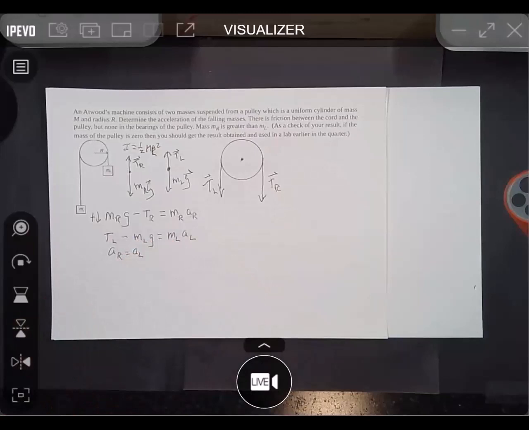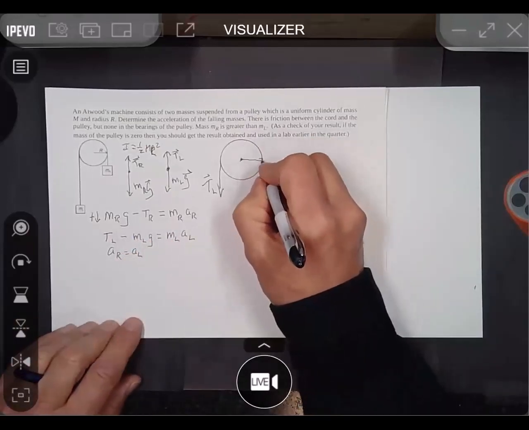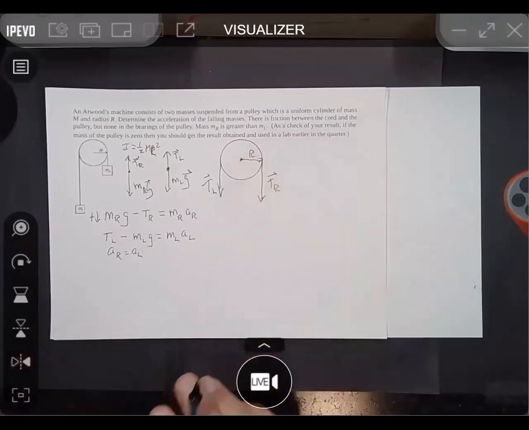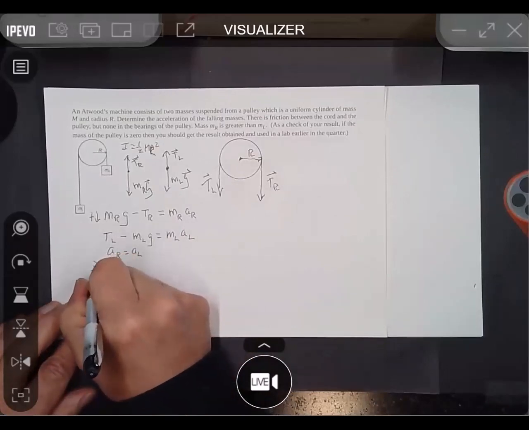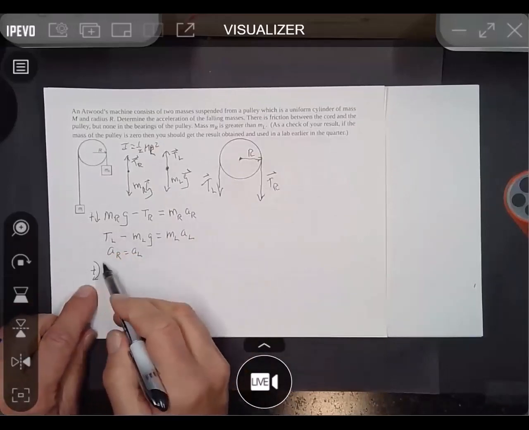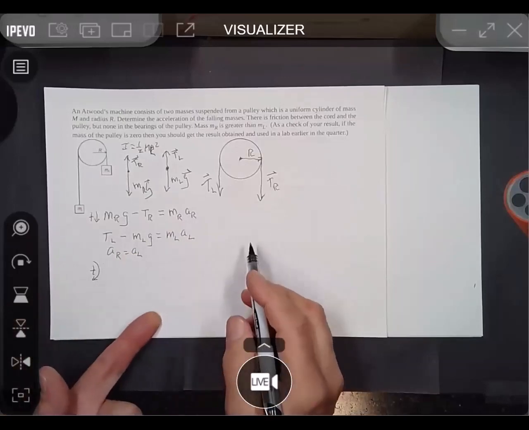And then for that pulley, okay, we've got a radius of R. And for the pulley, I'm going to say positive is clockwise for that thing. And that's how I indicate it. And so I'll have torques in this case.